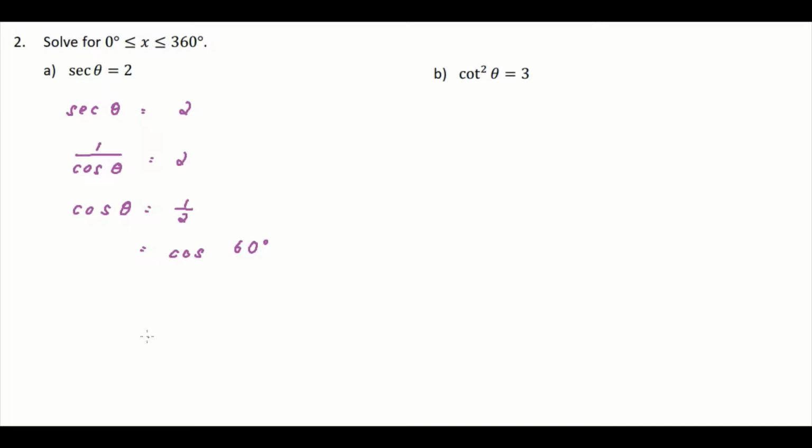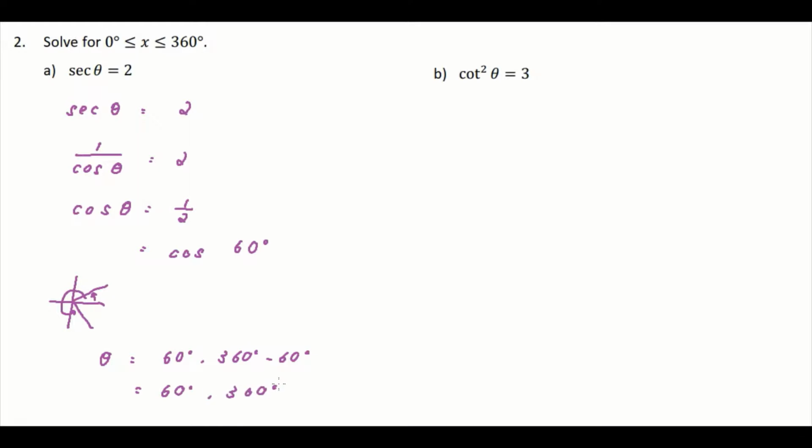It's the same thing that you need to do, the circle thing. So 60, and you know that ASTC, so it's going to be the first quadrant and the fourth quadrant. So your theta will be equal to 60 and the other one is 360 minus 60, so your last answer is 60 and 300.